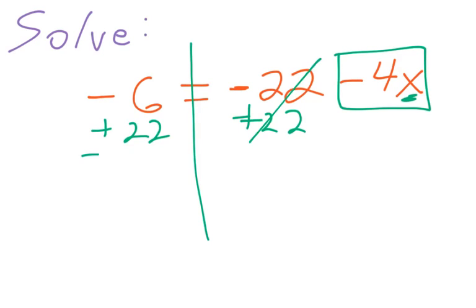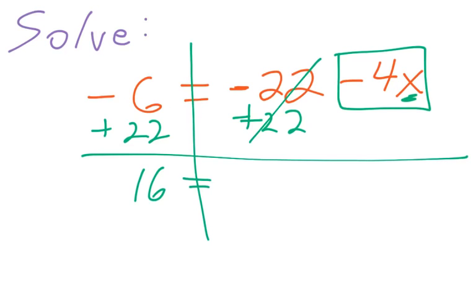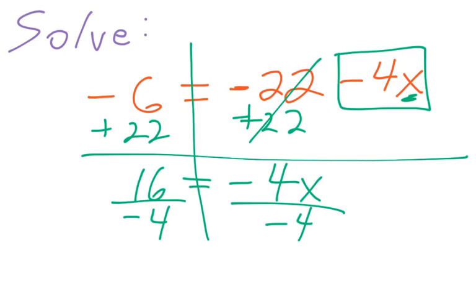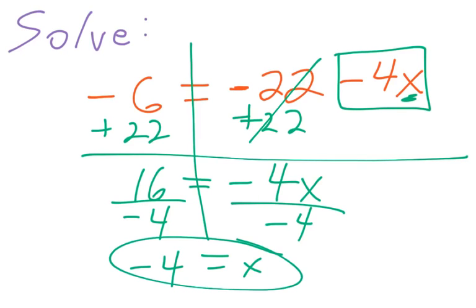So cancel off over here. Because we're adding a positive and negative, we subtract. 22 minus 6 is 16. And make it a positive 16 because a positive 22, that's the larger number. So 16 equals negative 4x. And now we can isolate the variable completely. So in order to get x by itself completely, negative 4 is being multiplied to x, so we divide both sides by negative 4. Negative 16 divided by negative 4 is negative 4. And that's the answer for x.